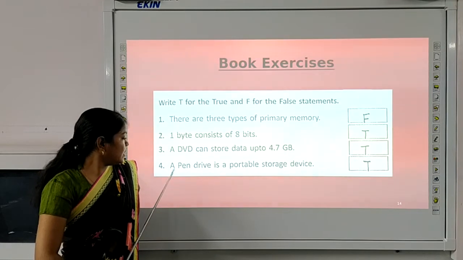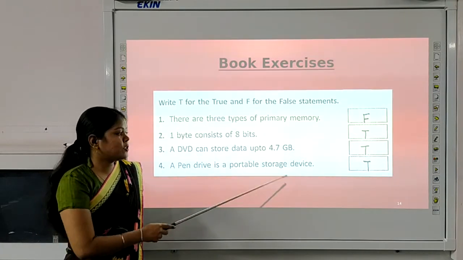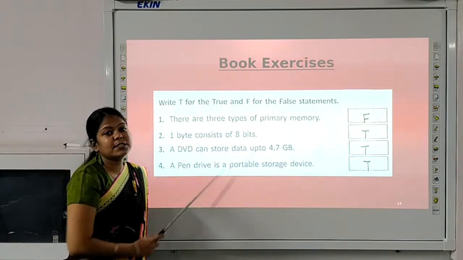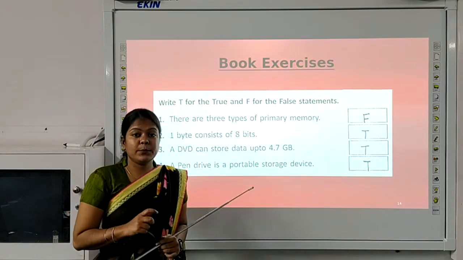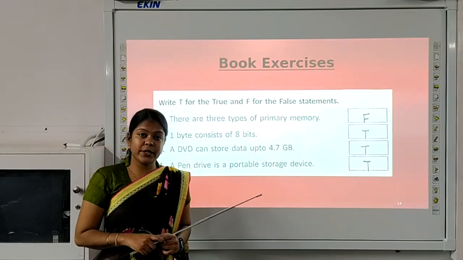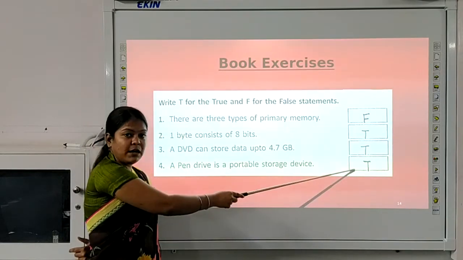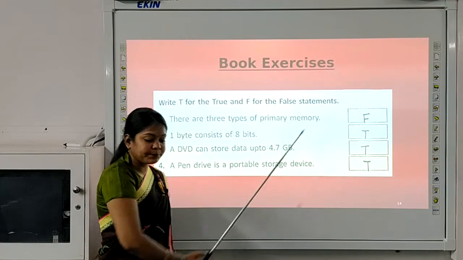Next statement is: a pen drive is a portable storage device. We have already discussed, students, that a pen drive is a small portable device to store a huge amount of data. So this statement is also true. You have to write capital T here.